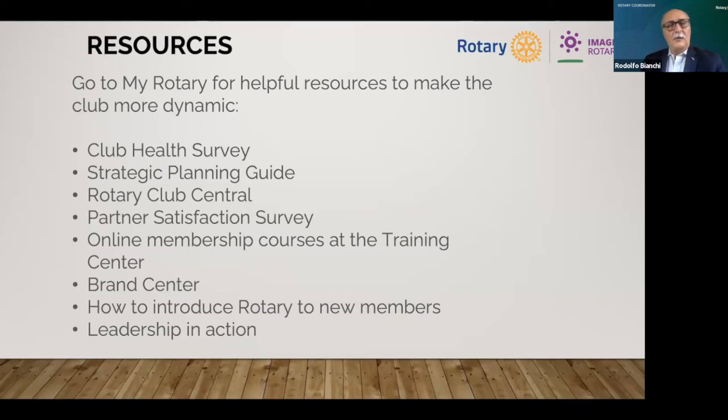You will also find how to introduce Rotary to new members. Many times I have seen new members come and go from a club because they went into the club and never realized what Rotary really is. So there's a small tool you can find in My Rotary on how to introduce Rotary to new members. Use it. And of course, Leadership in Action, where you can expand on the issues we have been talking about in the past half hour.